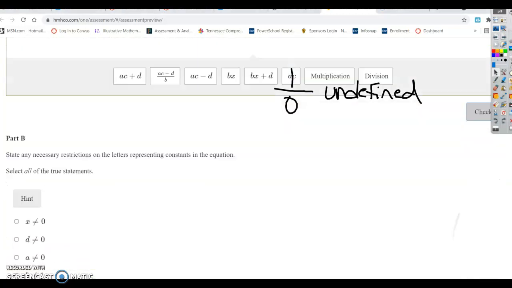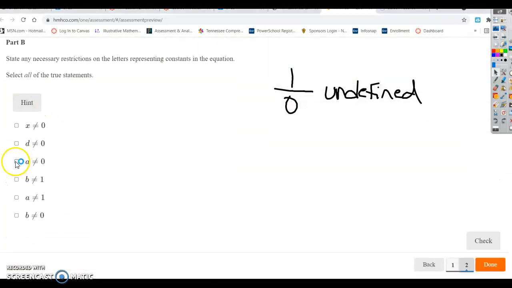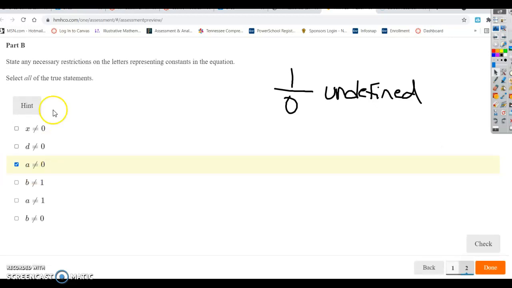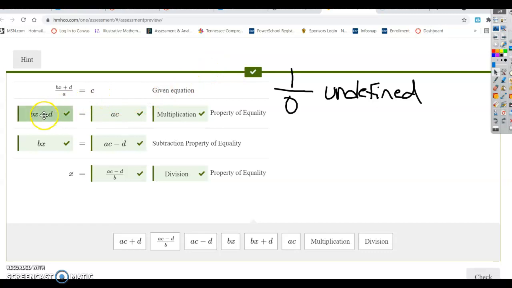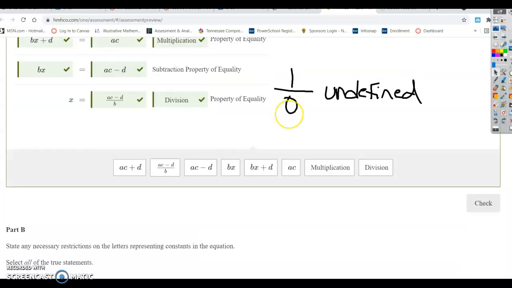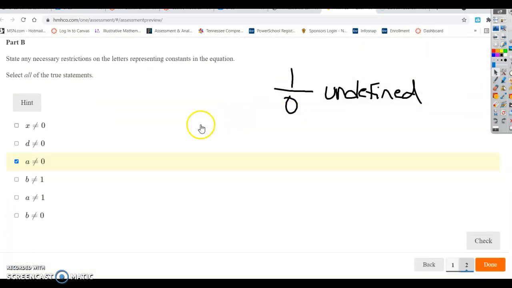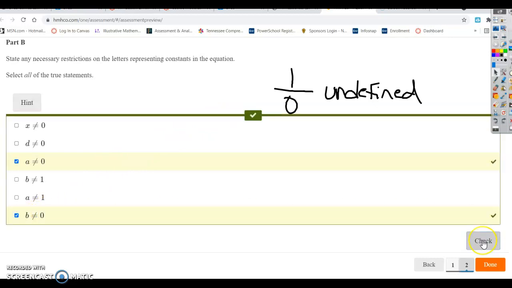It would be undefined. So the first thing we're going to do is go down here and click a cannot equal 0. It's just a restriction: because a was in the denominator, a can't be 0, or the equation would be undefined. Then we go back up and look for anywhere in the equation where there is division. There's no division here or here, but in the last step, we're dividing by a different variable, which is b. So b also cannot be equal to 0, or it would be undefined.